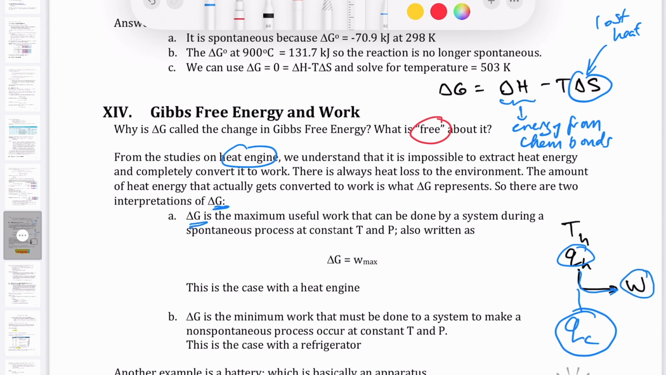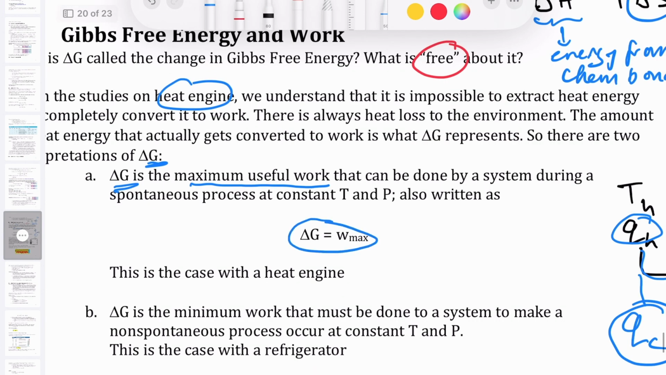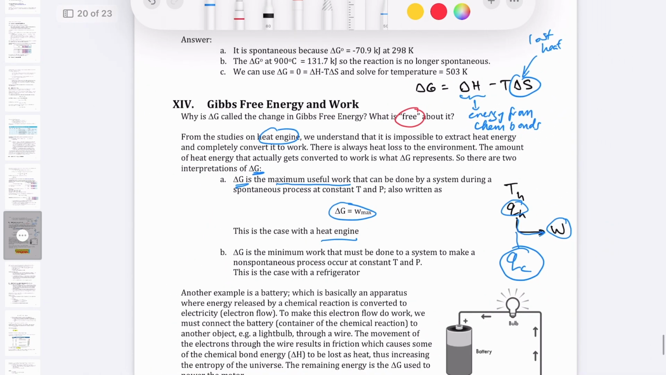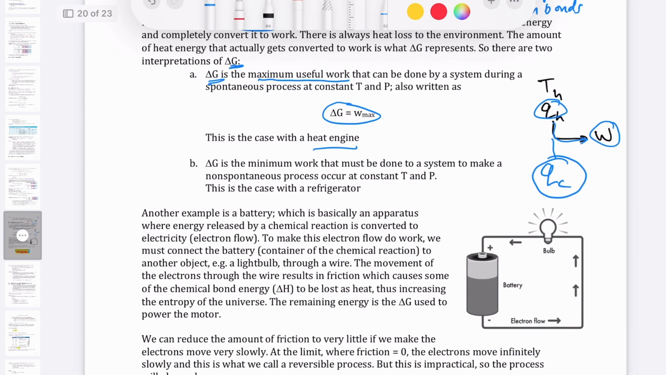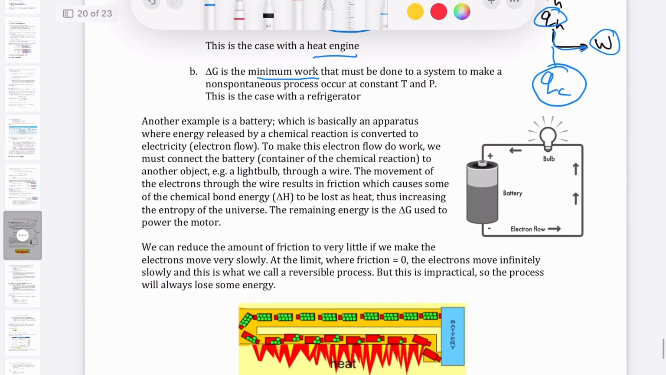So this work is what delta G is capturing. Delta G is just the maximum useful work that you can get out of a particular engine or a particular setup of a chemical reaction. And so we call delta G W max, or maximum work. It's the case with a heat engine, but it's also the case with an electrical system, as you'll see in a future chapter on electrochemistry. Now, the other interpretation of delta G is for non-spontaneous processes: it is the minimum work you have to do to make that process happen. So if you get a delta G that is positive, it's telling you that at least you have to do that much work to get that chemical reaction or that particular process to happen.